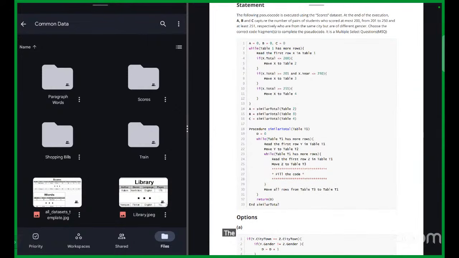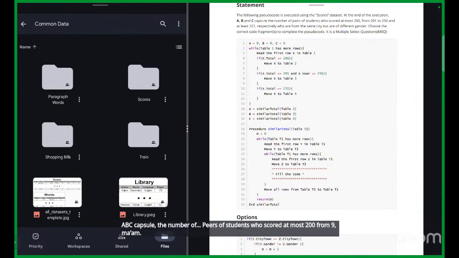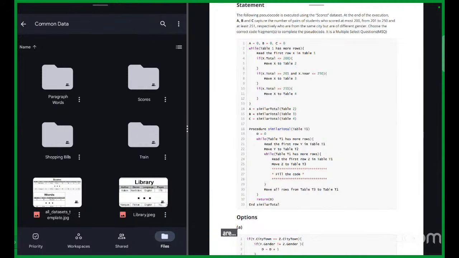The following pseudocode is executed using the source dataset. At the end of the execution, A, B, C capture the number of pairs of students who scored at most 200 from the same city but are of different gender. Choose the correct code fragment.